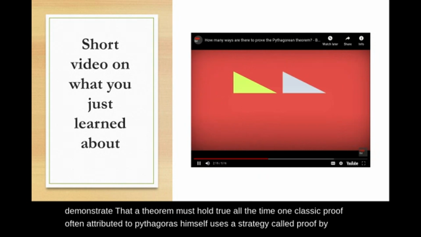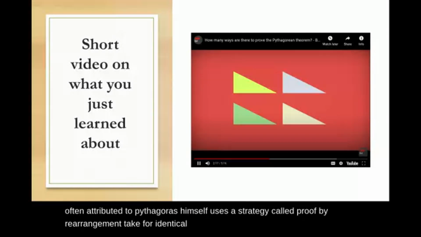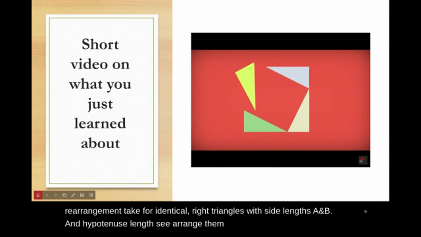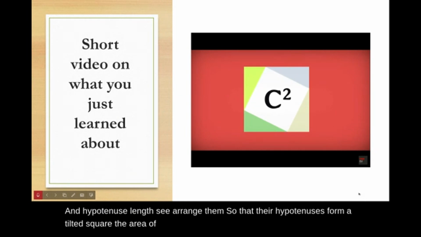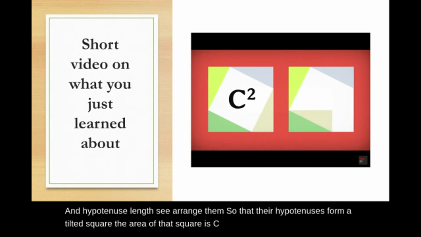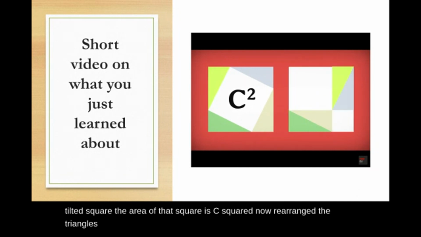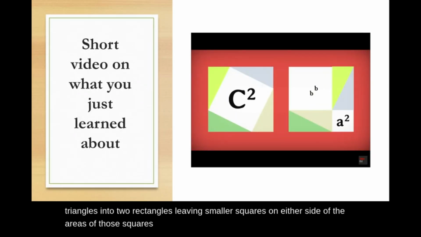Take 4 identical right triangles with side lengths A and B and hypotenuse length C. Arrange them so that their hypotenuses form a tilted square. The area of that square is C squared. Now rearrange the triangles into 2 rectangles, leaving smaller squares on either side. The areas of those squares are A squared and B squared.